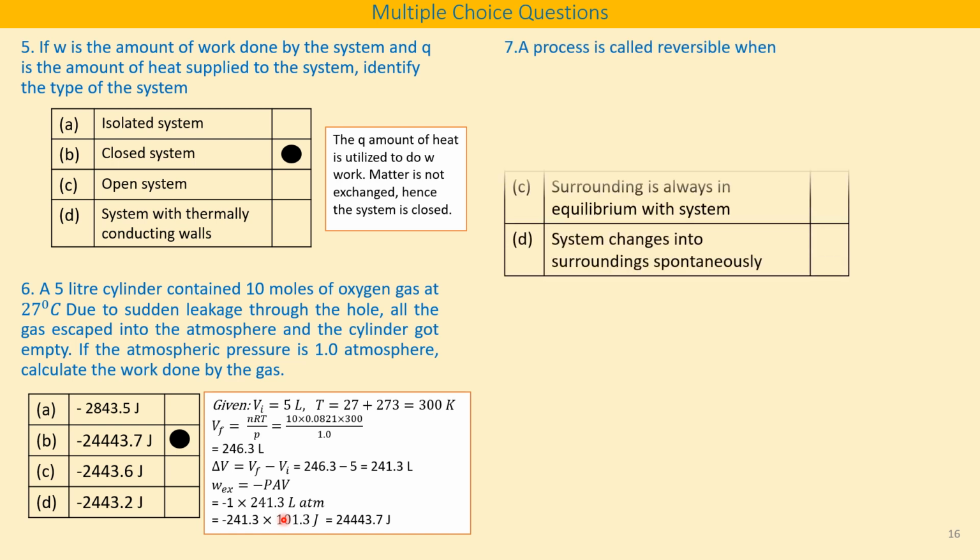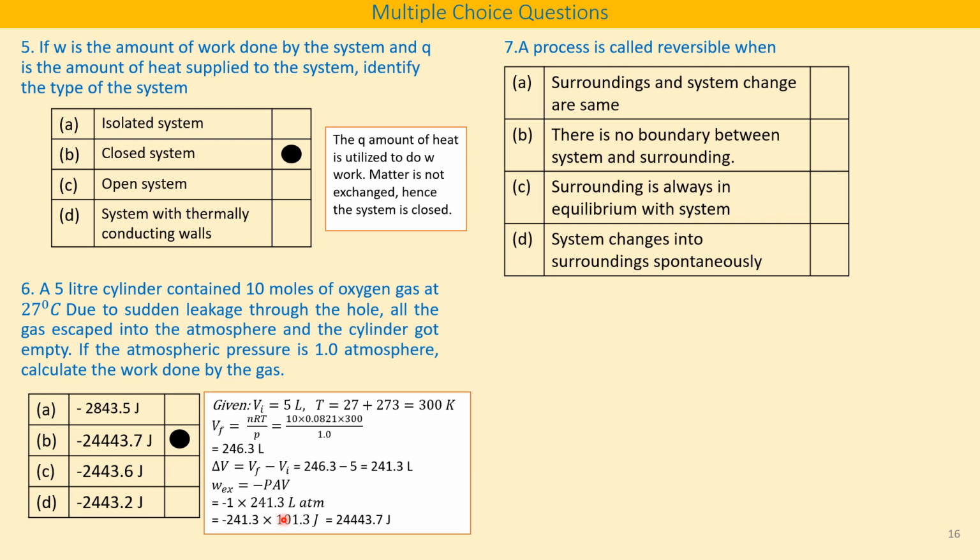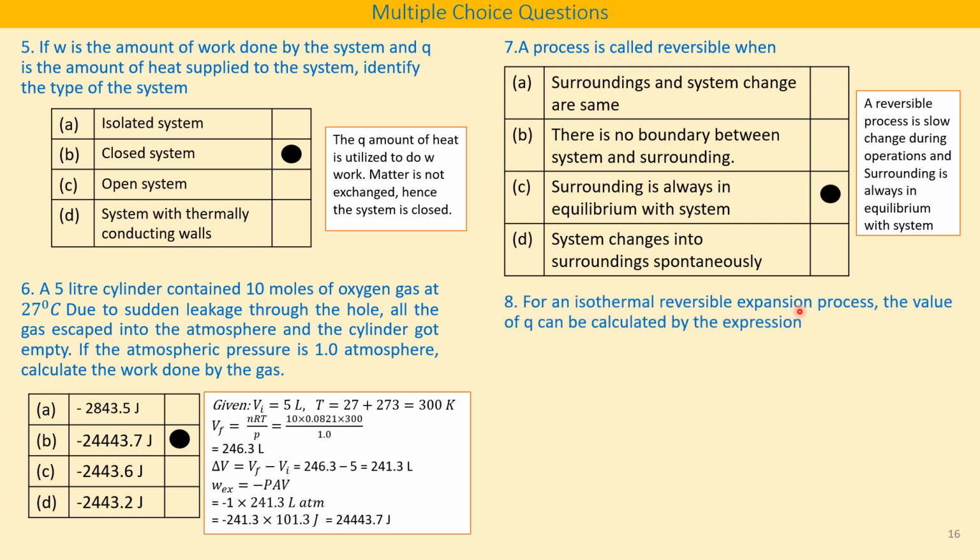Next question. A process is called reversible when, four options are given. You have to remember, read all the four options A, B, C, D and mark your answer. I will give the correct answer. A reversible process is a slow change during operation. Surrounding is always in equilibrium with the system. This is given as option C.